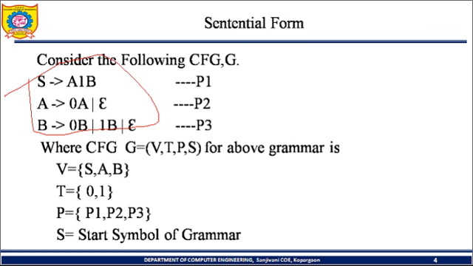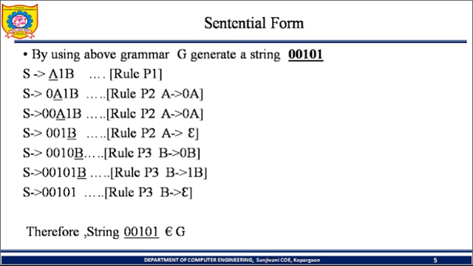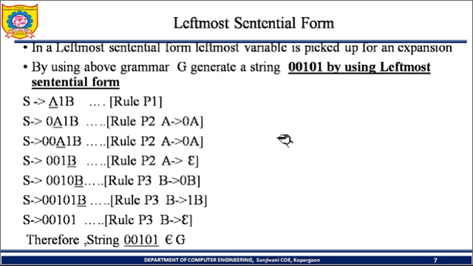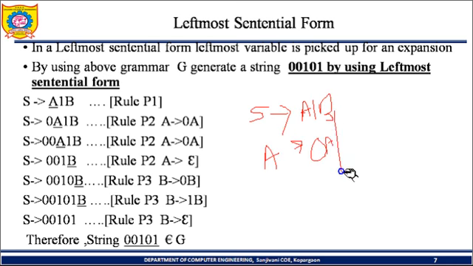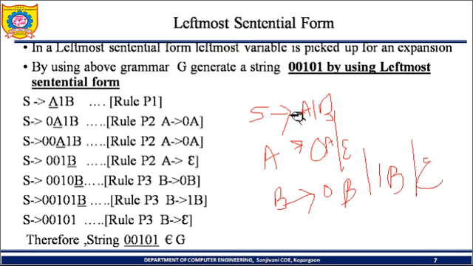We're going to use these three rules. So here also we're going to use these three rules. I'll again write all those rules. S tends to A1B, A tends to 0A or epsilon, and B tends to 0B, 1B or epsilon. So we'll use these three rules to generate the string by using leftmost sentential form.